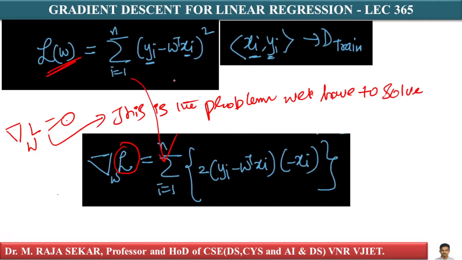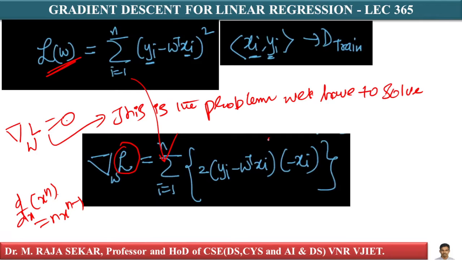Sigma i equal to 1 to n. What is d by dx of x to the power n? That is n into x to the power of n minus 1. Therefore, differentiating with respect to W, I get 2 into yi minus W transpose xi to the power of 2 minus 1. Again, the internal differentiation with respect to W: yi is constant, so 0, minus W with respect to W gives 1. I will get minus xi. That is del of L with respect to W.